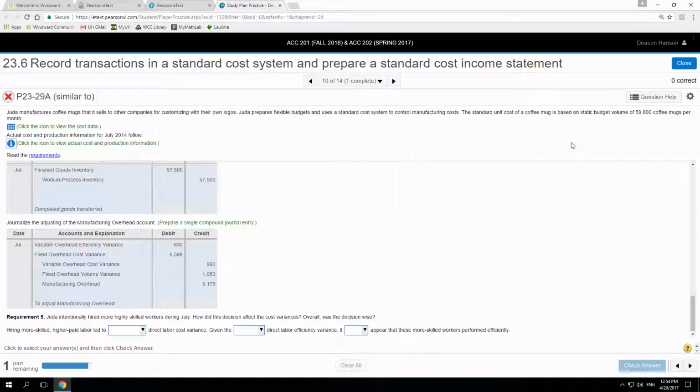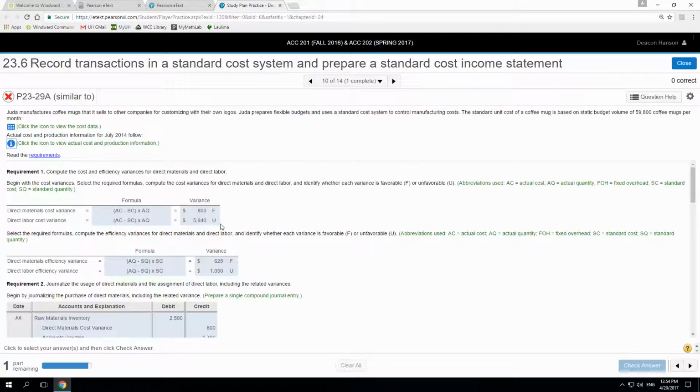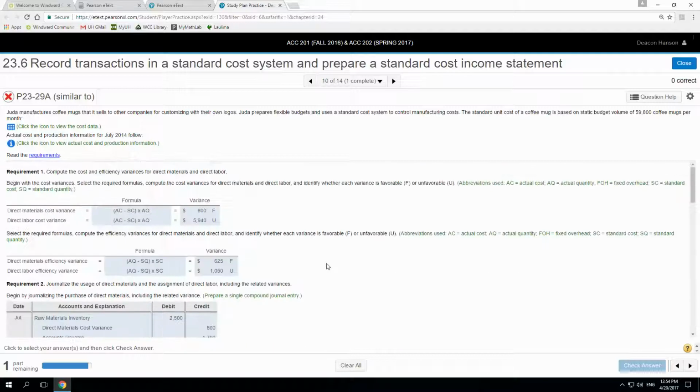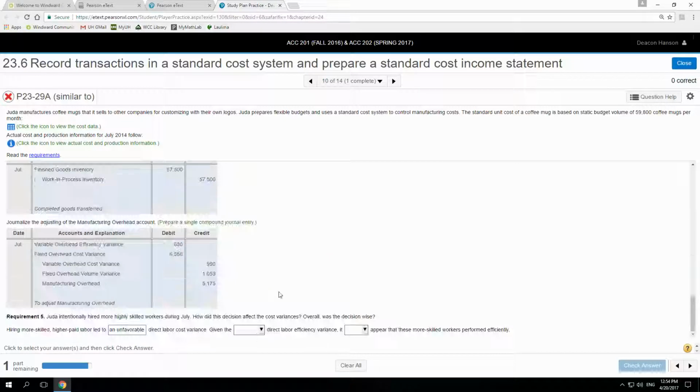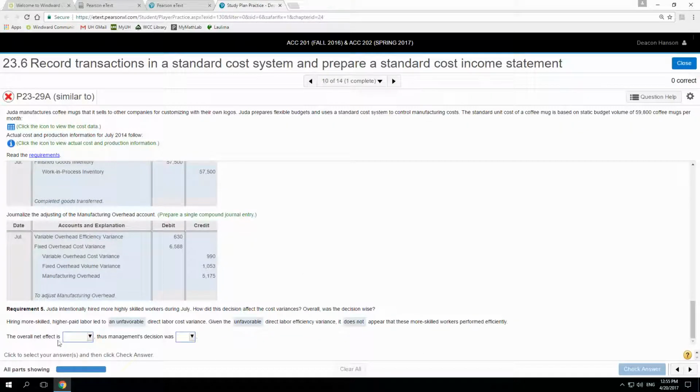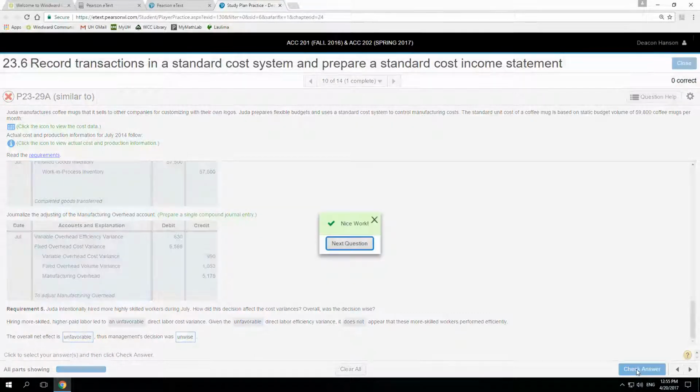Okay. Now the conceptual part. Let's see. Judah intentionally hired more highly skilled workers during July. How did this decision affect the cost variances? Overall, was the decision wise? Hiring more skilled, high-paid labor led to, then you can come back up here and look. Your direct labor cost variance was unfavorable. Okay. To an unfavorable direct labor cost variance, given the unfavorable direct labor efficiency variance, it does not appear that these more skilled workers performed efficiently. Alright. Overall, the net effect is unfavorable, thus management's decision was unwise. Alright, we got it.